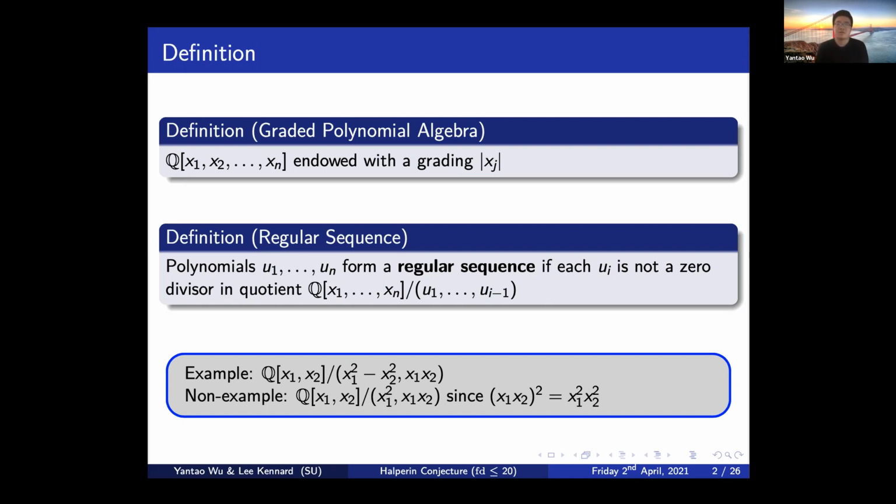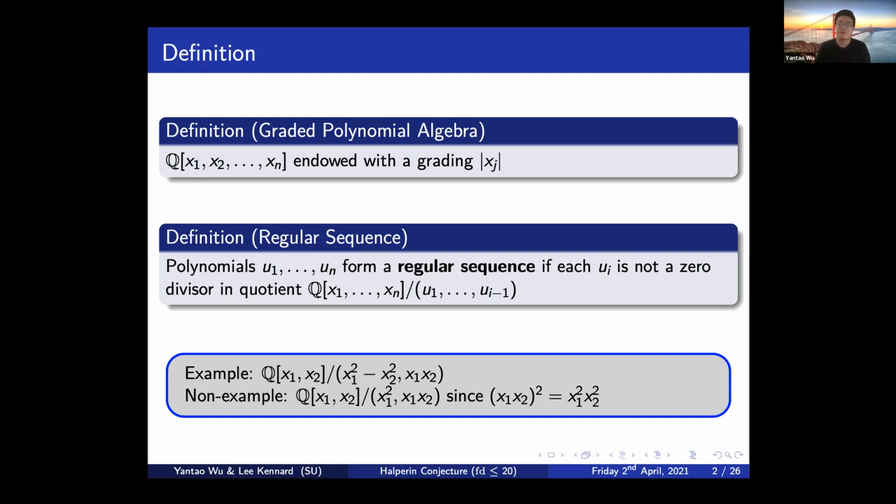First, we have a doubly generated polynomial algebra Q[x1, x2]. The first relation is x1 squared minus x2 squared. The second relation is x1 times x2. And we can see that the second relation x1x2 is not a zero divisor. How can we prove that? We suppose that x1x2 times a polynomial p is a multiple of x1 squared minus x2 squared. Then because x1 and x2 are prime in the polynomial ring, we can show that the polynomial p is also a multiple of x1 squared minus x2 squared. So this will show that it's not a zero divisor.